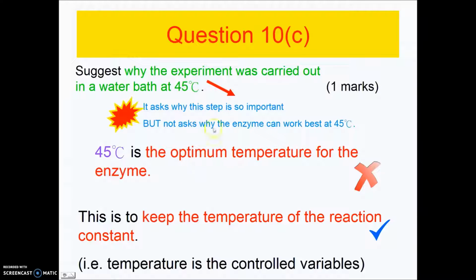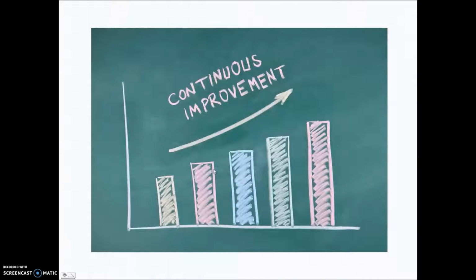呢句說話係啱嘅，但係唔係答緊題目啊嘛，係咪？ So the point is that the answer should be: this is to keep the temperature of the reaction constant. So that means the temperature is the controlled variable in this case. So beware of that. The answer should be this sentence, but not this, because you may have misunderstood the question. So that's why you answered why the enzyme works best at 45 degrees Celsius. So, that's the end of our assignment explanation. Hope you can continue to improve.